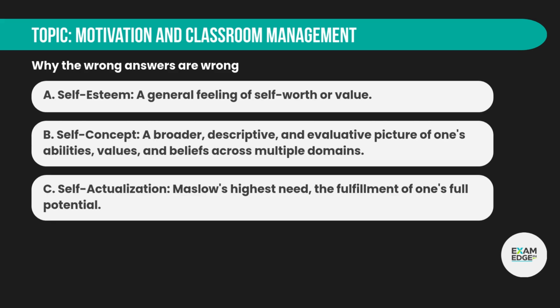Why the wrong answers are wrong? A. Self-esteem, a general feeling of self-worth or value. B. Self-concept, a broader, descriptive, and evaluative picture of one's abilities, values, and beliefs across multiple domains. C. Self-actualization, Maslow's highest need, the fulfillment of one's full potential.